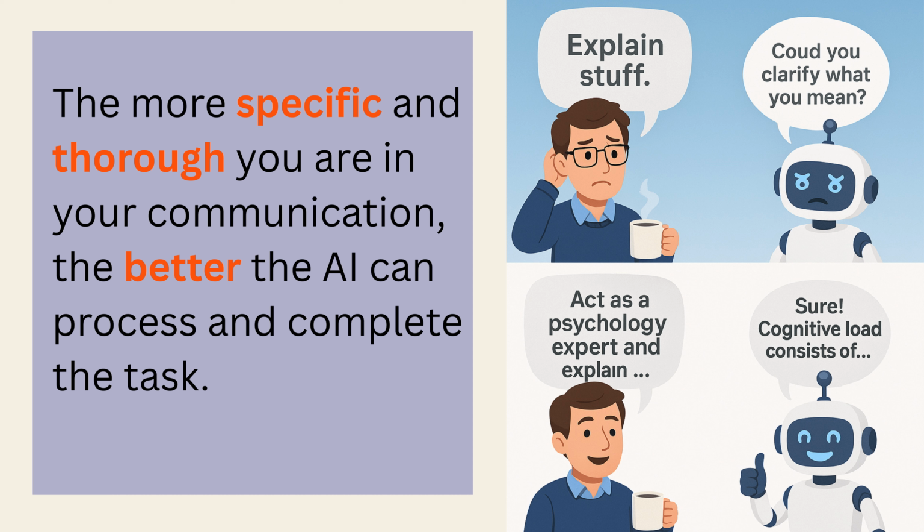If you give vague instructions to an assistant, you might get a vague or incorrect result. But if you provide specific details, background information, and clarify exactly what you need, you're much more likely to get the task done accurately. The same principle applies to GenAI. The more specific and thorough you are in your communication, the better the AI can process and complete the task.